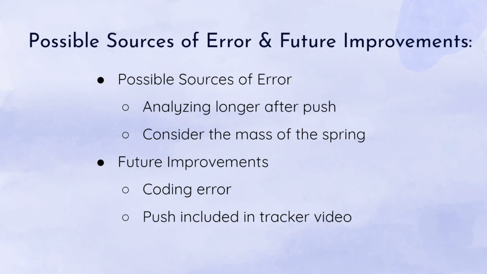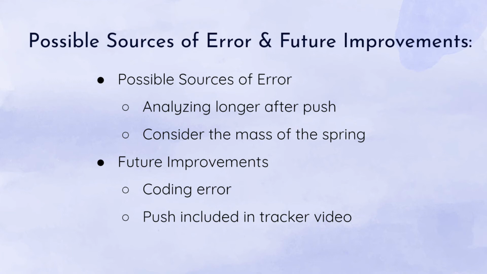Now we will discuss the possible errors that could have been made during our experiment and reflect on how we could improve our performance in the future. For problems, there could have possibly been an error in the code. Also, there's a chance that the push was included in our tracker video, which could have skewed the data.